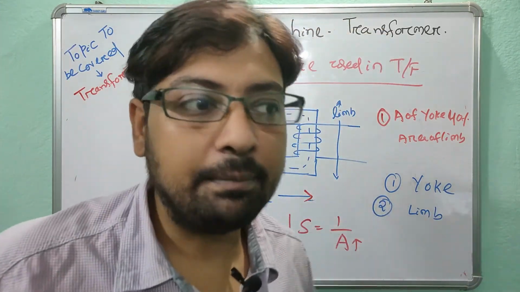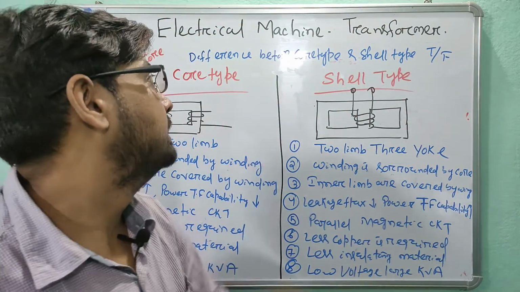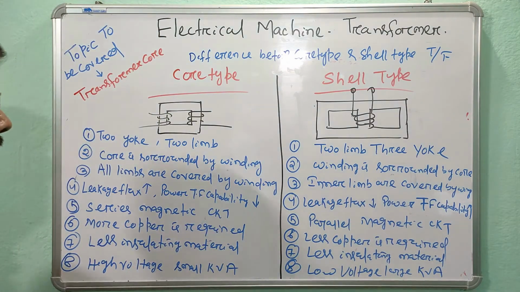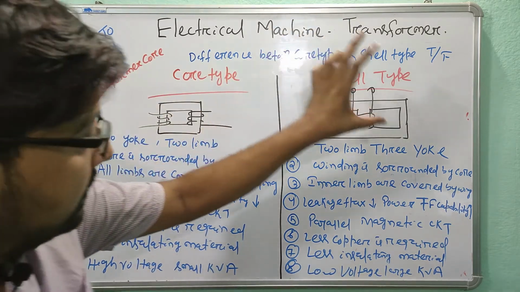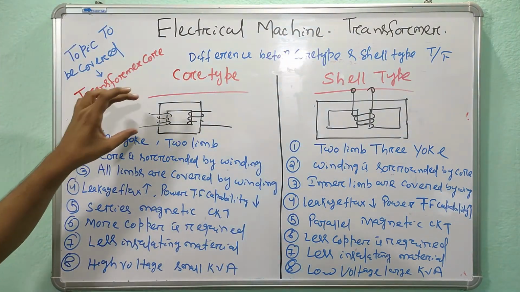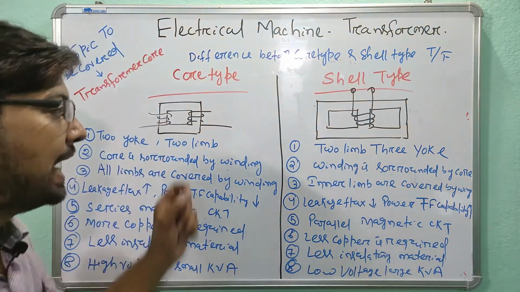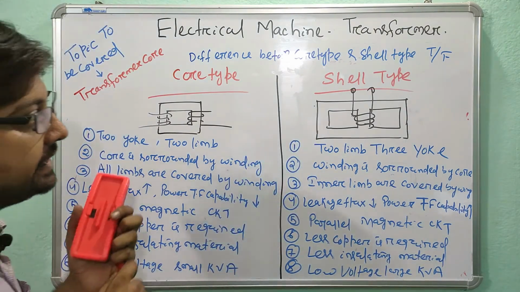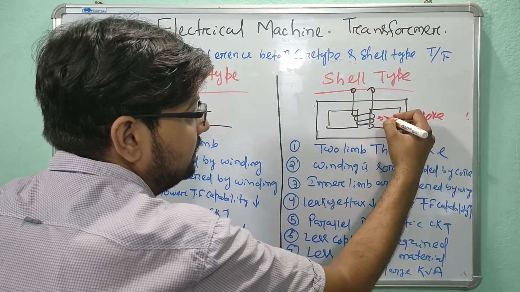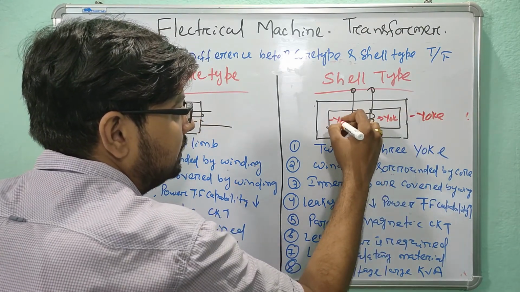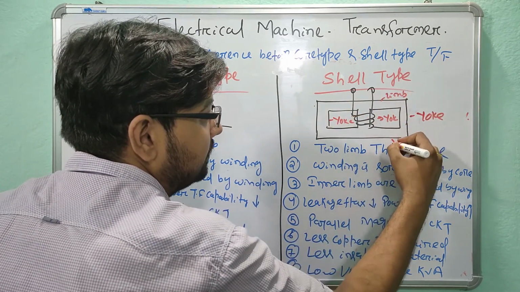Next we will discuss what is the difference between core type and shell type transformer. As you see, this is the figure of core type transformer and this is the figure of shell type transformer. So referring to the figure, core type transformer has two yokes and two limbs, but shell type transformer has two limbs and three yokes. This is one yoke, this is one yoke, and this is one yoke, but this is one limb and this is another limb.